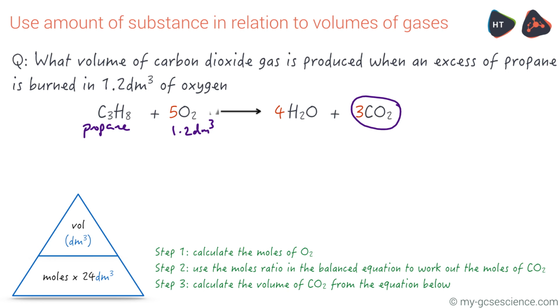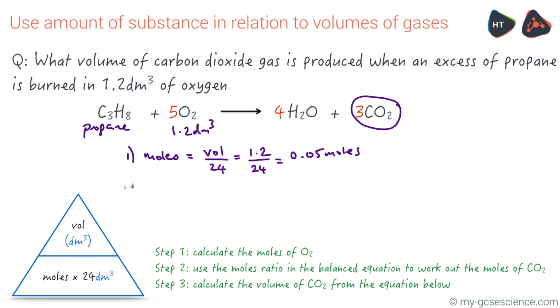As we know from before, we need the moles of the carbon dioxide to know the volume. So we need to work out the moles, and we do this by first finding the moles of oxygen. So step 1, the moles of oxygen will be its volume divided by 24 from this triangle. The volume was given to us as 1.2, and we divide it by 24 to give us 0.05 moles of oxygen.